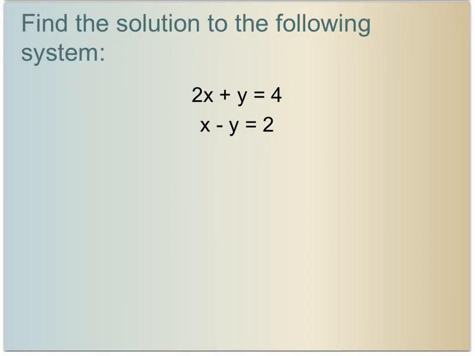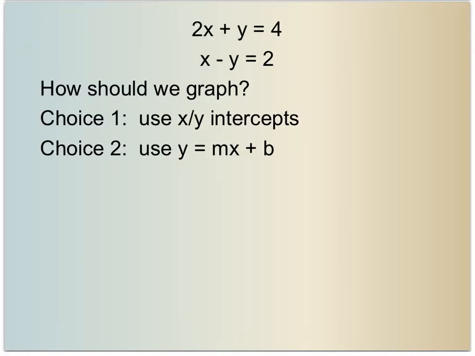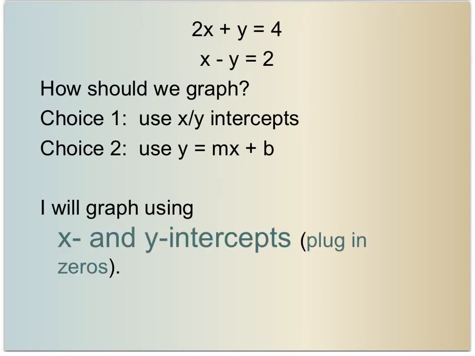So let's find the solution to the following system. 2x plus y equals 4 and x minus y equals 2. They both have the same variables, x and y, and we want to see what point they share on a graph. Now remember, we learned several ways to graph equations. We can use x and y intercepts, or we can use y equals mx plus b. In this case, I am using the x and y intercepts. Remember, to use the x and y intercepts, all we have to do is plug in zeros and solve for the remaining variable.